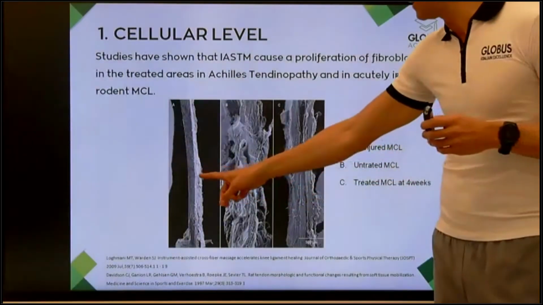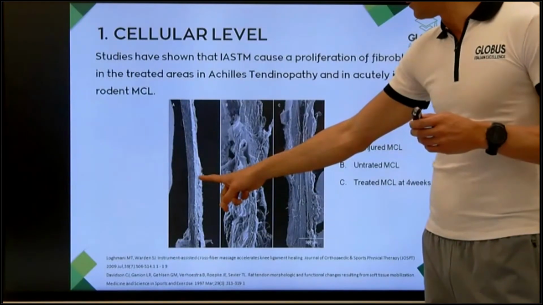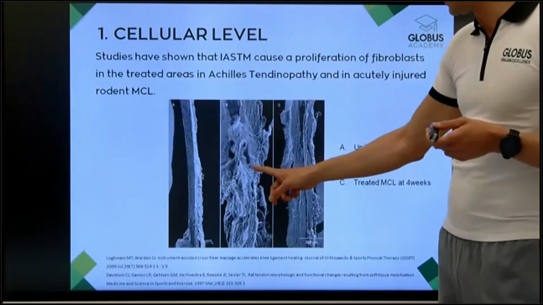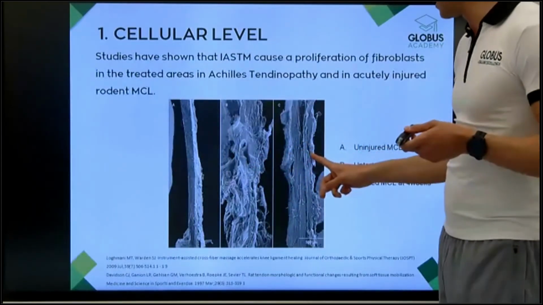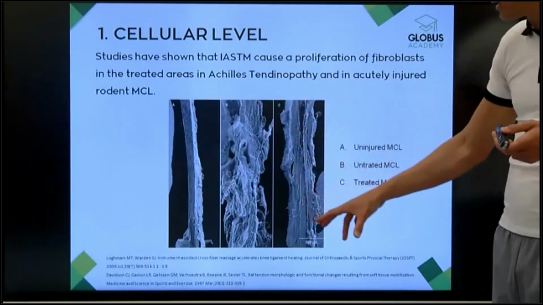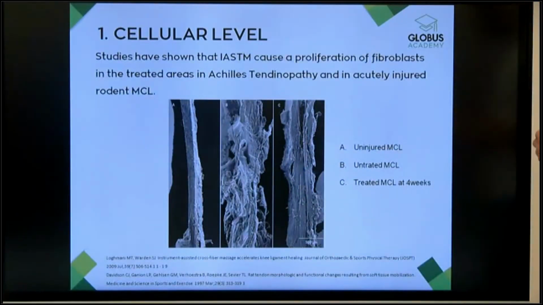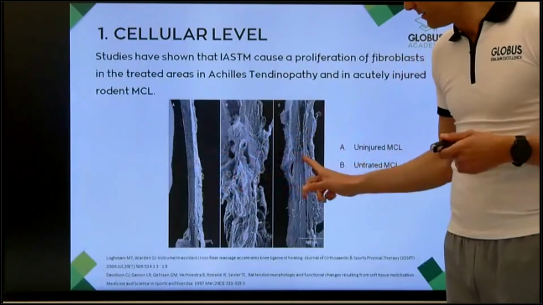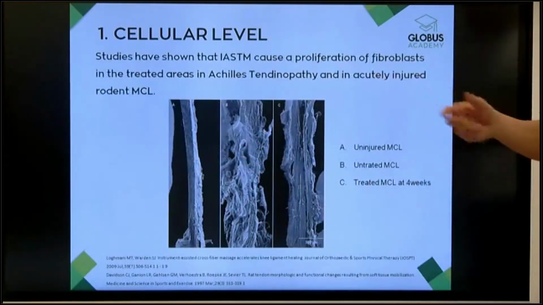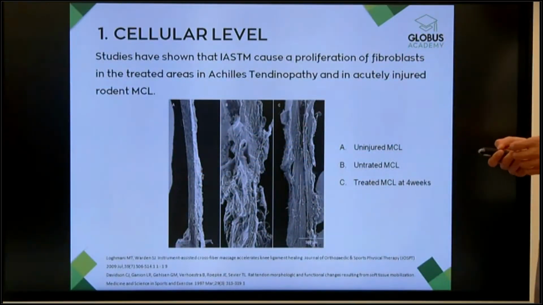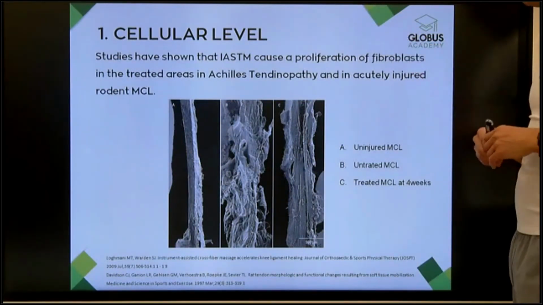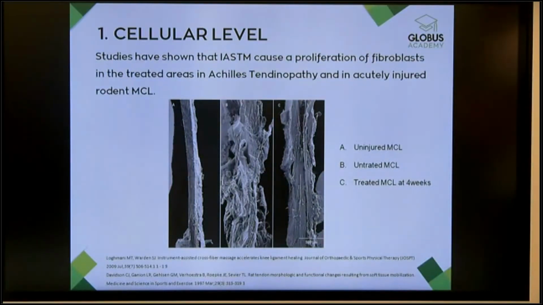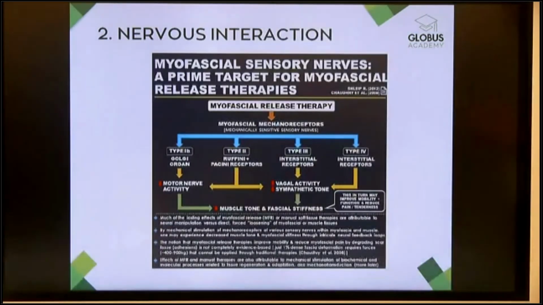Here we've got an uninjured MCL. In this case, it is a rat ACL. This is the untreated MCL, and this is the treated MCL. As you can see, we can say that the healing process of the tendon, the fiber organization, becomes very similar to the uninjured MCL. So remember the cellular level. We can stimulate the cellular recovery processes.